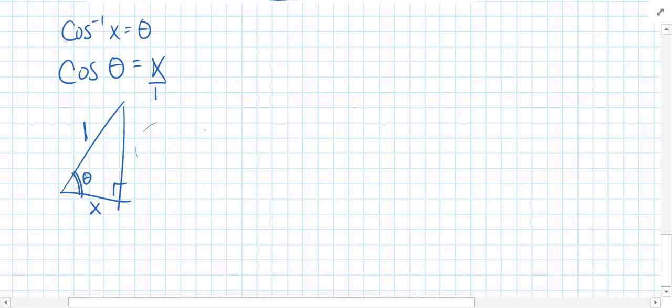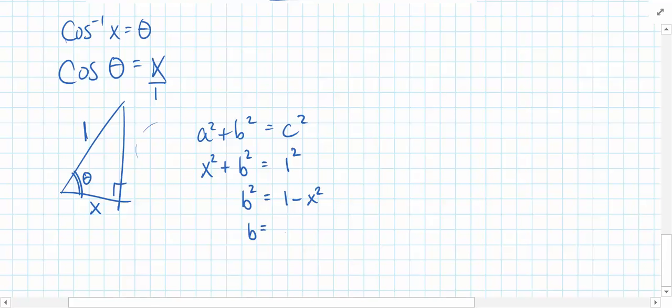I know that using the Pythagorean equation, a squared plus b squared has to equal c squared. Let's set x equal to a, so this is x squared plus b squared equals 1 squared, our hypotenuse squared. In order to solve for b, I would subtract x squared from both sides. 1 squared is 1, minus x squared would have b by itself. When we square root both sides, b would then be equal to the square root of 1 minus x squared.